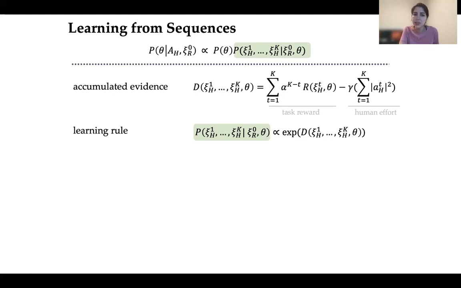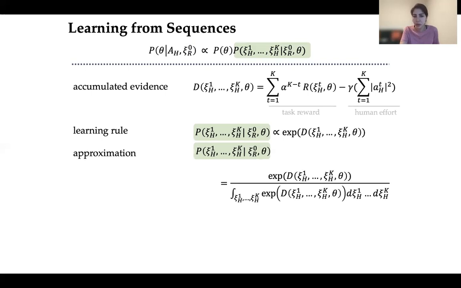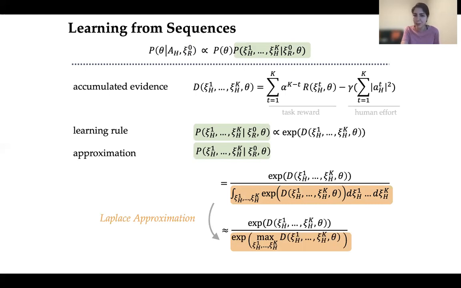So our learning rule is that the probability of this sequence of trajectories is going to be proportional to the exponential of this objective, the usual Boltzmann distribution model. Okay, so to compute that, we need to compute this term, which has this denominator, which is a partition function. And this partition function, like usual, is very difficult to solve. So instead, we make a set of approximations, specifically a Laplace approximation to have an approximation of the denominator. And you still need to solve this denominator, and then solving this denominator ends up becoming a mixed integer optimization that needs to be solved.